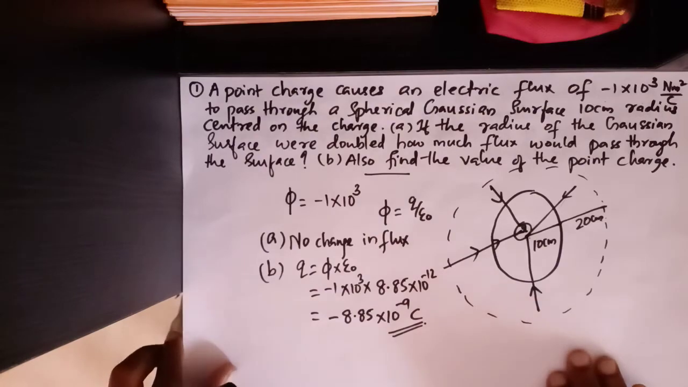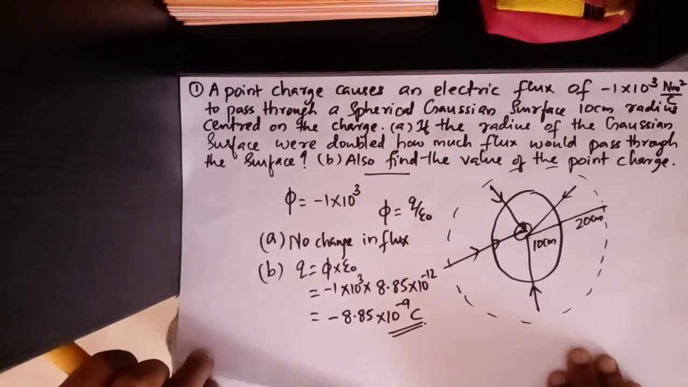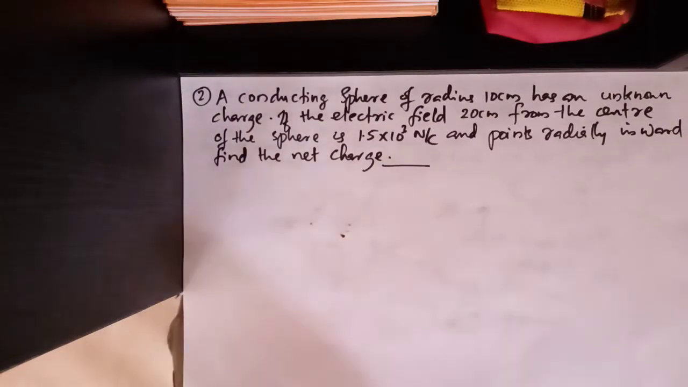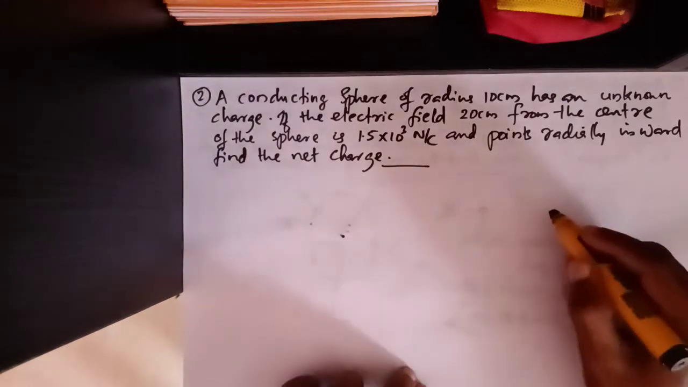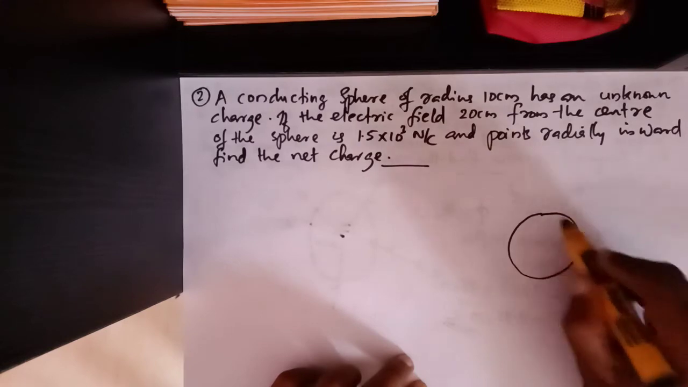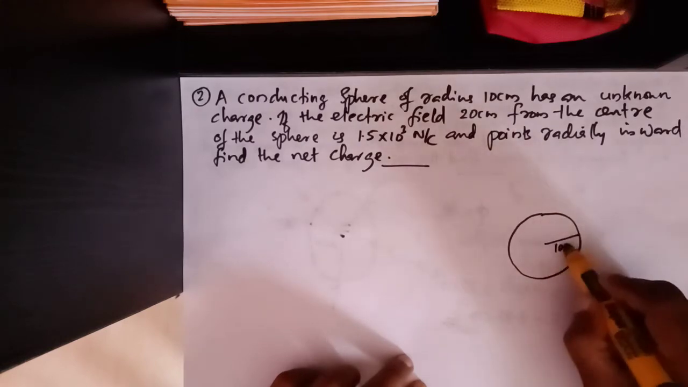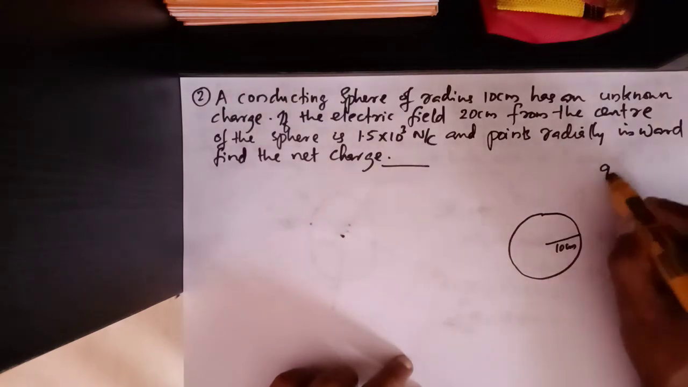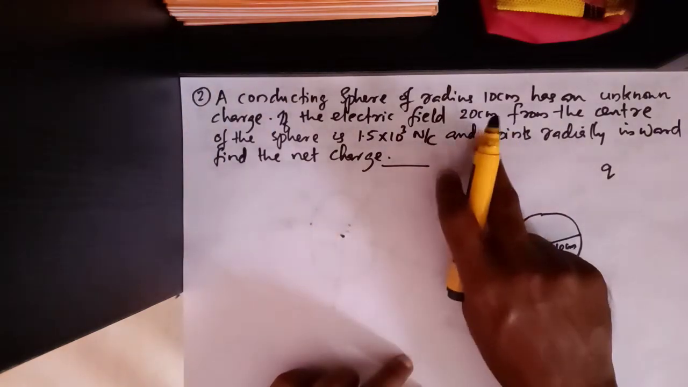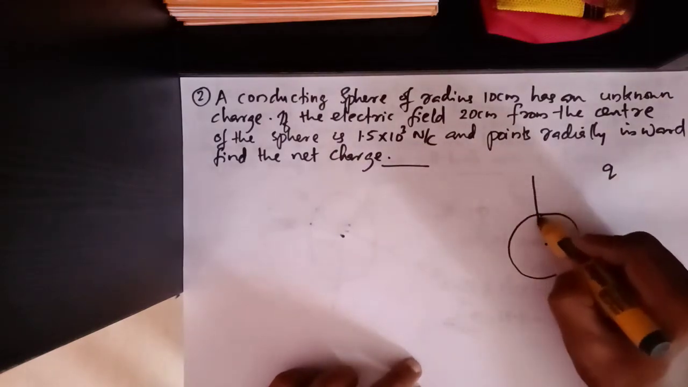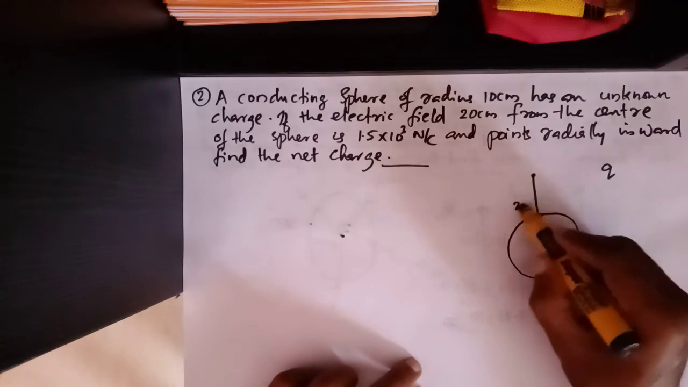Now we have another question similar to this, based on Gauss's law. The question is: a conducting sphere of radius 10 centimeter has an unknown charge. So I draw a sphere. The sphere has a radius of 10 centimeter. It has an unknown charge. Okay, so let Q be the unknown charge. If the electric field 20 centimeter from the center of the sphere, I choose a point 20 centimeter away. This is a point 20 centimeter away.